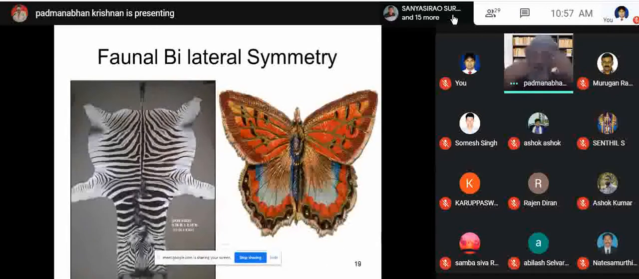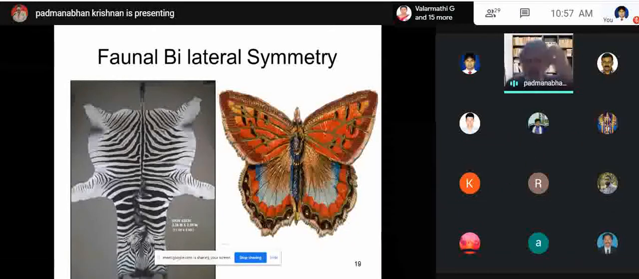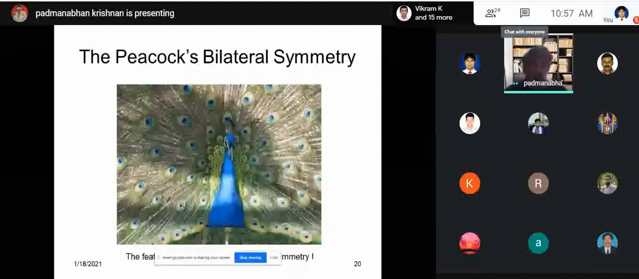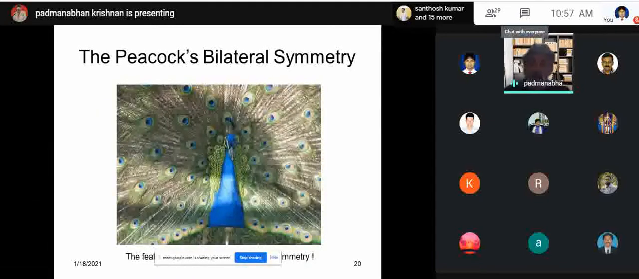Now, in faunal bilateral symmetry, where you can get humans or tigers or butterflies, it's all bilateral. So the peacock's bilateral symmetry is again a wonderful thing for you to model.